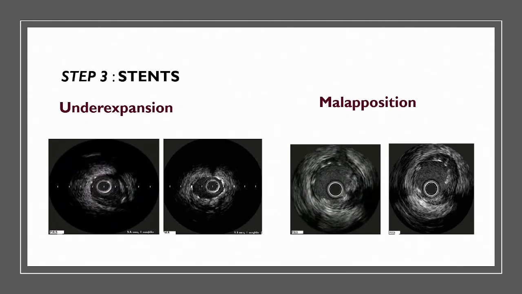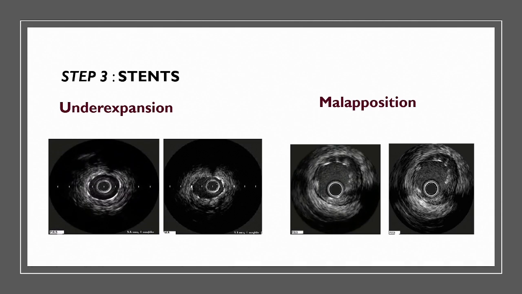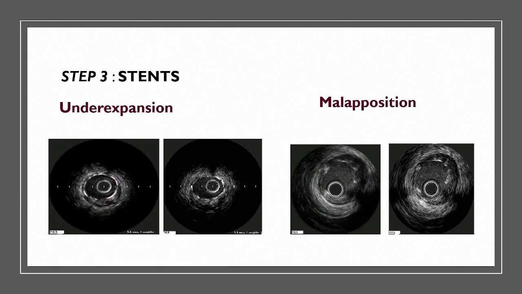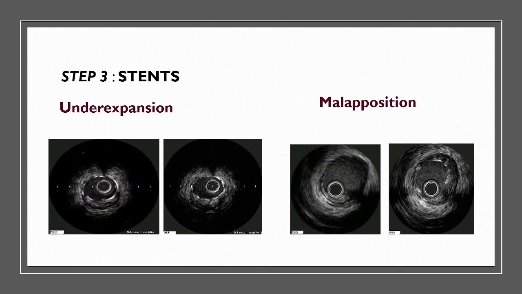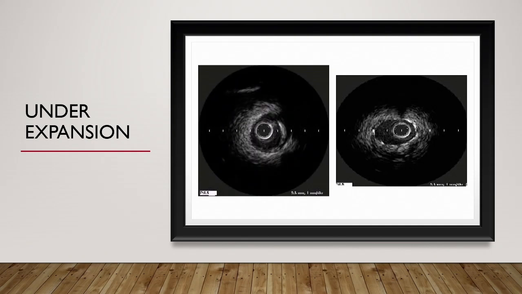Now coming to the stent assessment, under expansion and malapposition. Mind it, under expansion of the stent is the single most important predictor for stent failure. So it should be identified. No amount of stent under expansion should be left like this. The patient is bound to come back. So this is an under expanded stent.